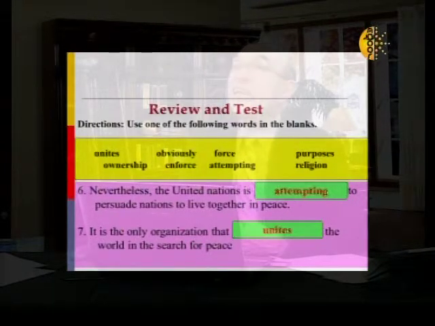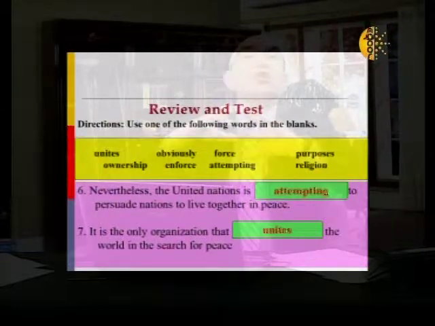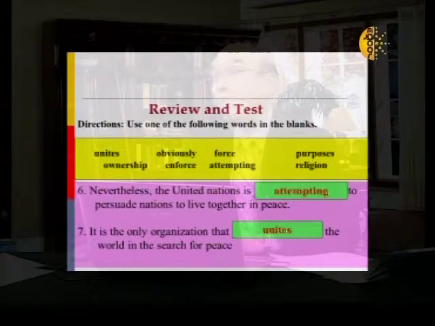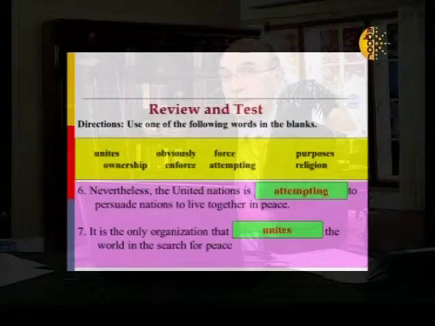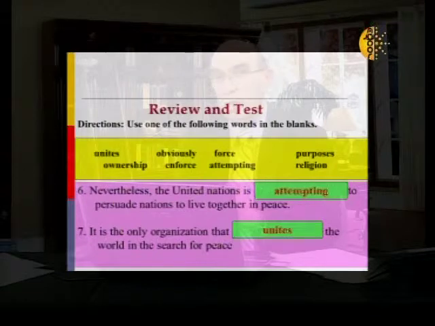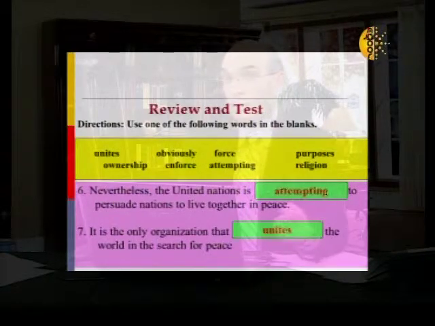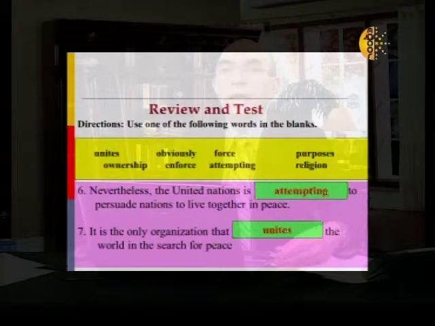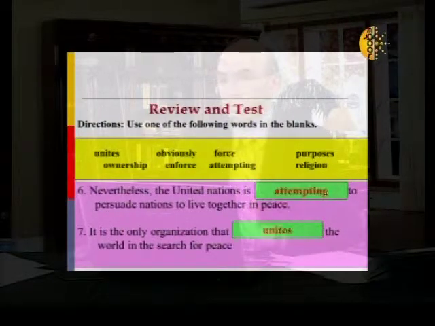Obviously means clearly. Obvious means clear. So obviously, United Nations tries to unite the world. Clearly, that's what the United Nations wants. Enforce means try to make something happen, implement. Like the Congress makes the law, the police enforce the law. Enforce means someone who makes sure that the law is used and implemented.